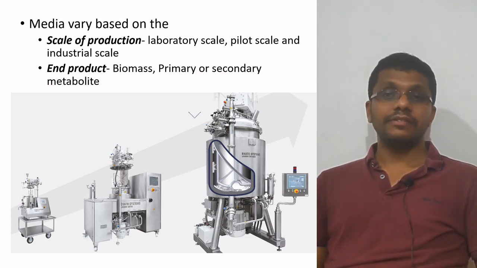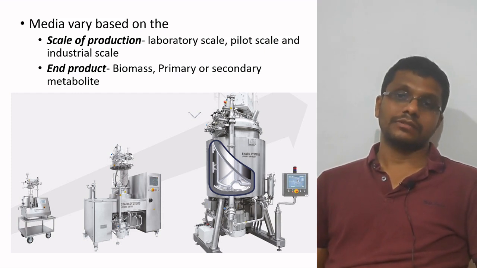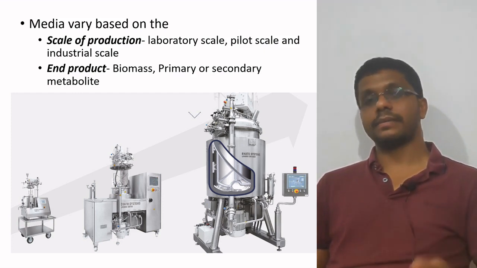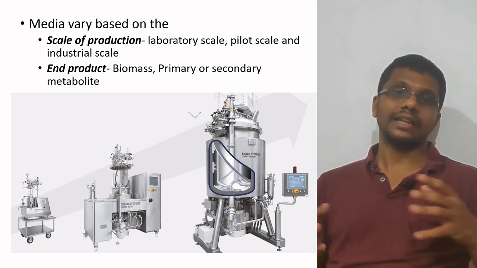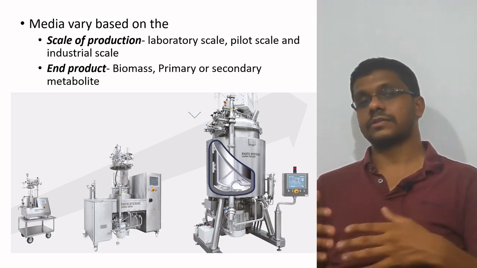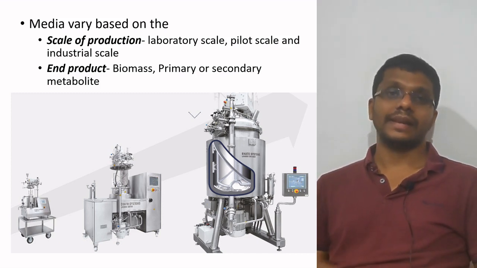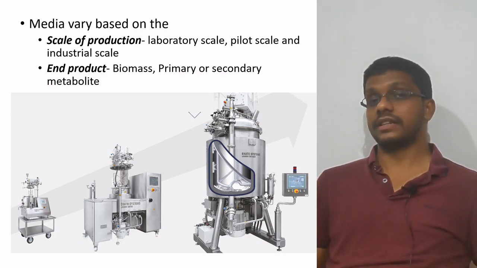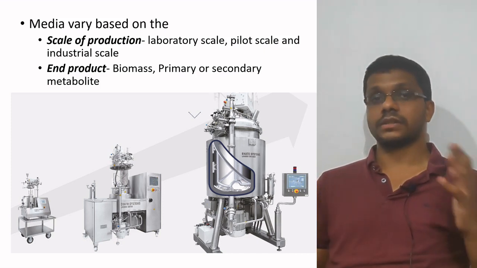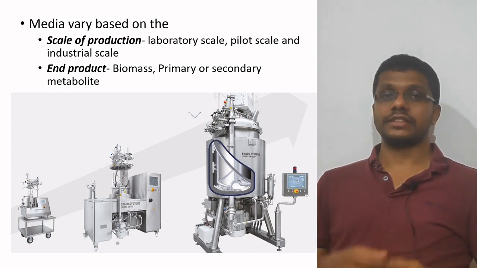and the media will vary based on the end product, whether we are producing biomass, primary metabolites or secondary metabolites, and for each of these specific products we use different media. For example, Saccharomyces cerevisiae can be used for single cell protein production and alcohol production. Both are the same organism. We can use it for biomass or for the primary metabolites.